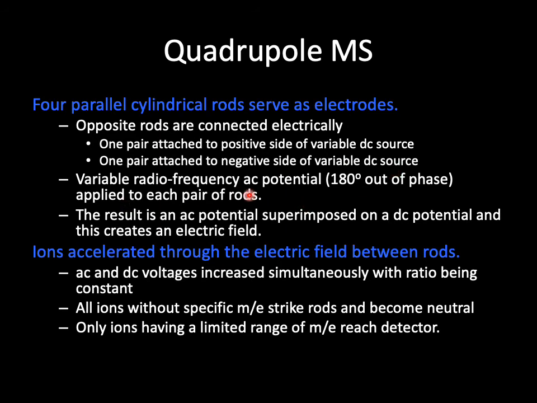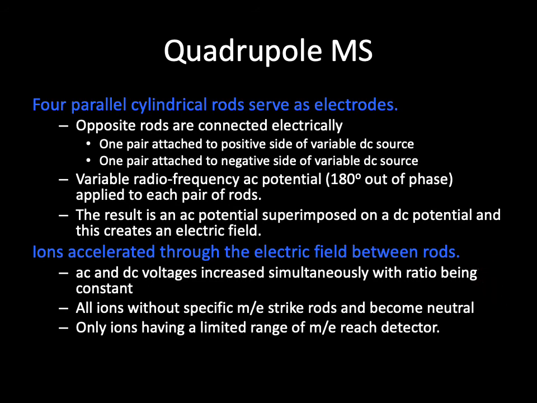You have a variable radio frequency AC potential of about 180 degrees out of phase, which is applied to each pair of the rods. This results in an AC potential superimposed on the DC potential, and this creates an electric field. The ions are then accelerated through the electric field between the rods. The AC and the DC rod voltages are increased simultaneously with the ratio being constant.